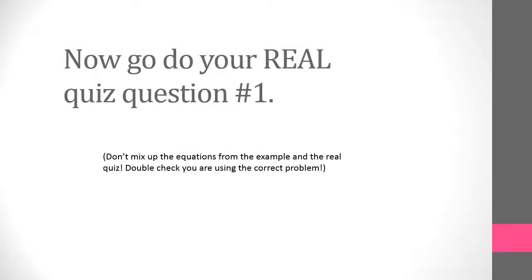So now go do your real quiz question number 1. You can go ahead and just pause this recording to take your quiz question number 1. Don't mix up the equations from the example, from the light quiz question, and the real quiz. So make sure, double check you are using the correct problem. So you can follow using the light quiz question, but make sure you're using your numbers from your quiz. Once you're done, go ahead and start the recording again, and we'll get to light quiz question number 2.